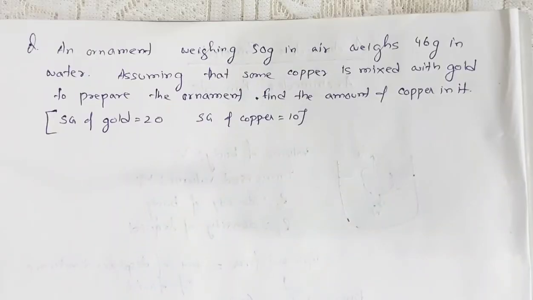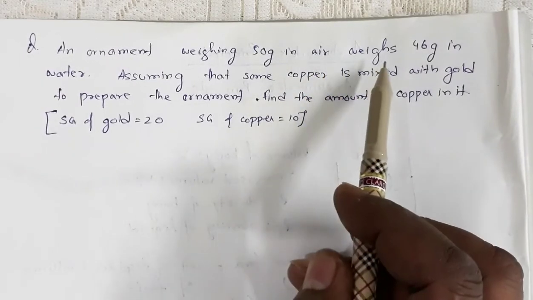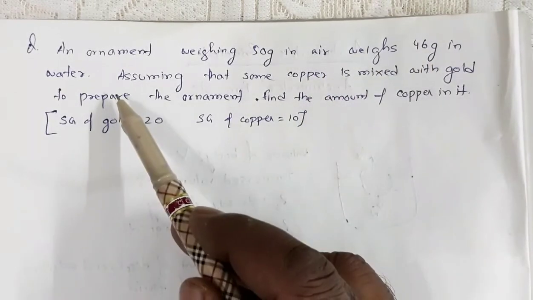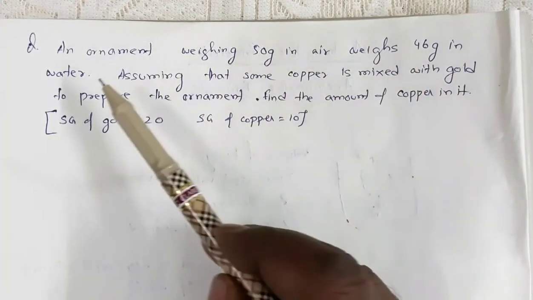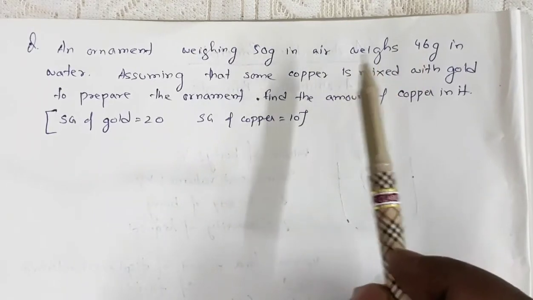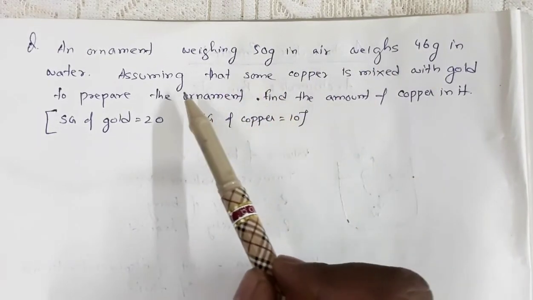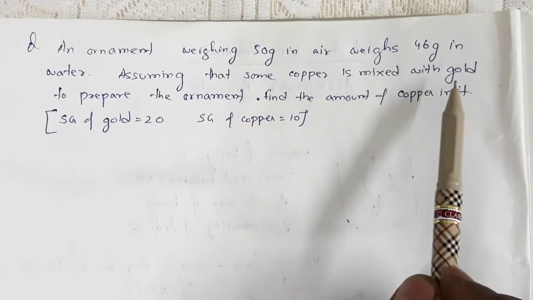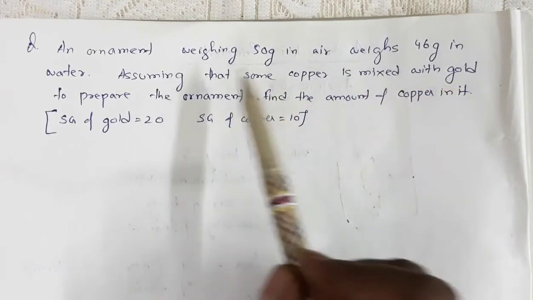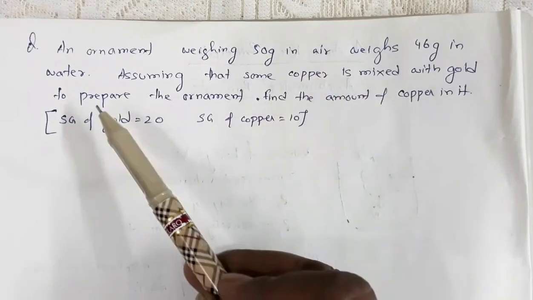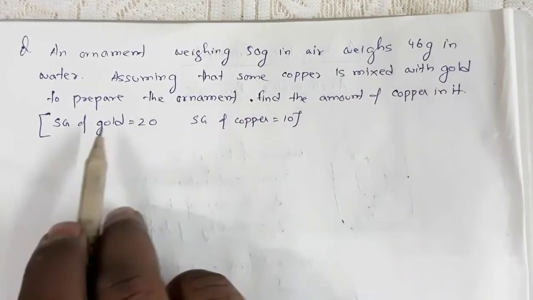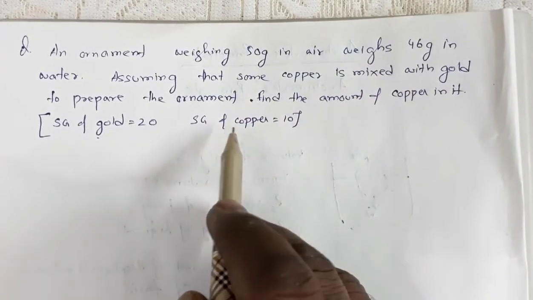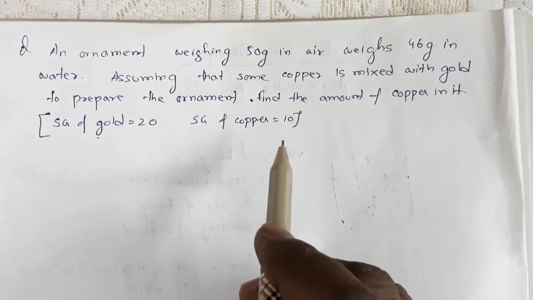So this is another interesting question. An ornament weighing 50 gram in air weighs 46 gram in water. In air the mass is 50 gram, and when it is immersed in water the mass is 46 gram. So this reduction in mass is due to upthrust. Assuming that some copper is mixed with gold to prepare the ornament, find the amount of copper in it. The information given is: specific gravity of gold is 20, specific gravity of copper is 10.